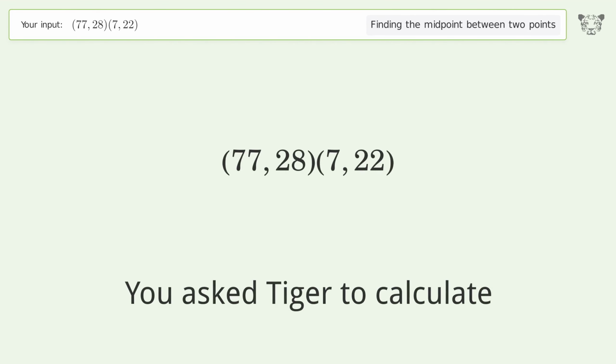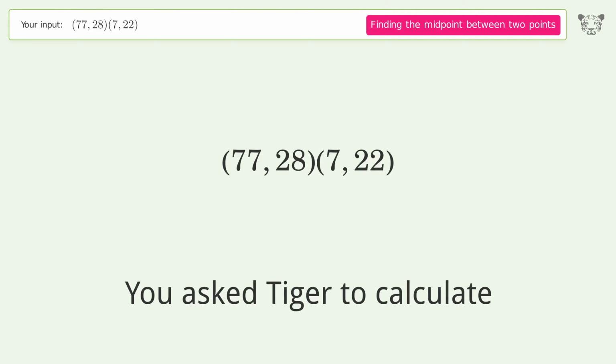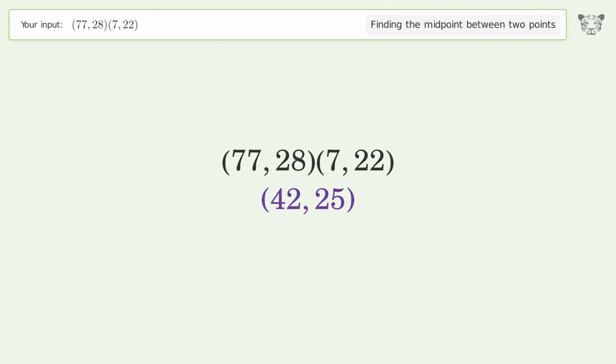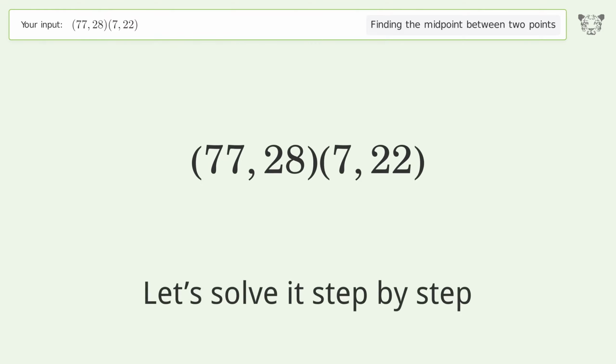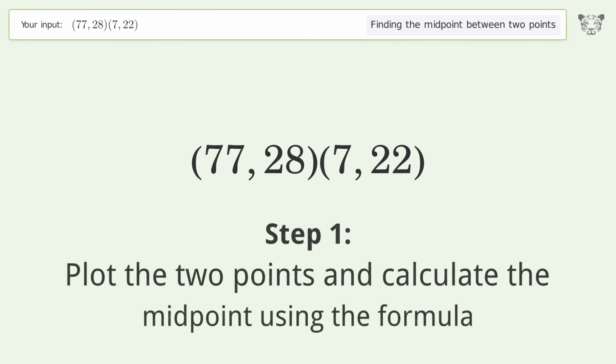You ask Tiger to calculate. This deals with finding the midpoint between 2 points. The midpoint between the 2 points is 42,25. Let's solve it step by step. Plot the 2 points and calculate the midpoint using the formula.